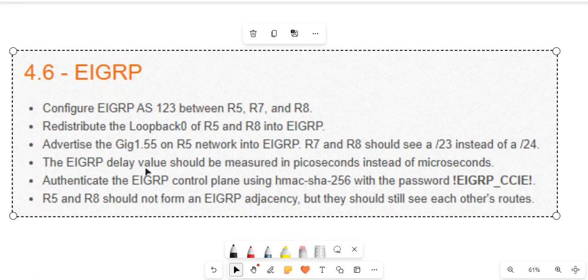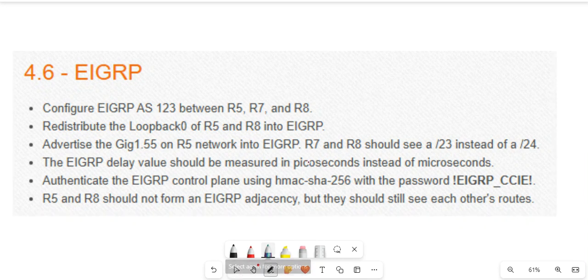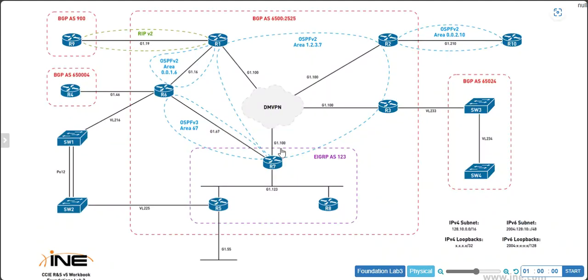Okay, yeah, the EIGRP delay value should be measured in picoseconds instead of microseconds. It means we have to use EIGRP named mode instead of traditional mode. It's in picoseconds instead of microseconds. We have to use wide metrics. Wide metrics are only in EIGRP named mode. Okay, let's configure EIGRP named mode.